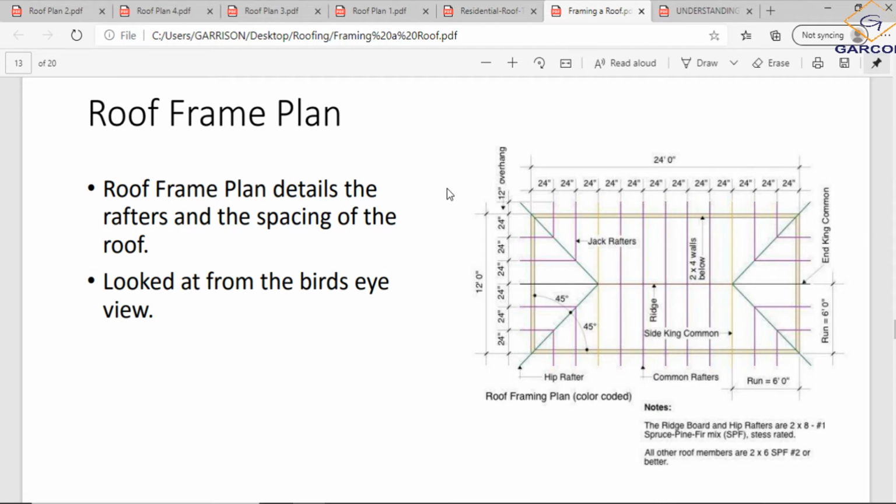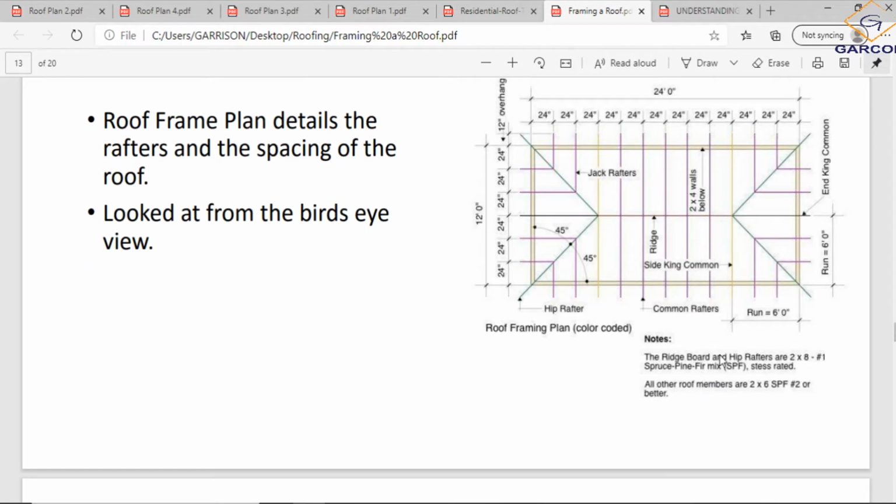But this is the basic information that you need to build a roof: the measurement, length by width, and understanding what these represent. So these are your hip rafters, these are your king common rafters, these are your jack rafters, and these are your common rafters, right? And they call the ones at the side the side king common, and these are your end king common.